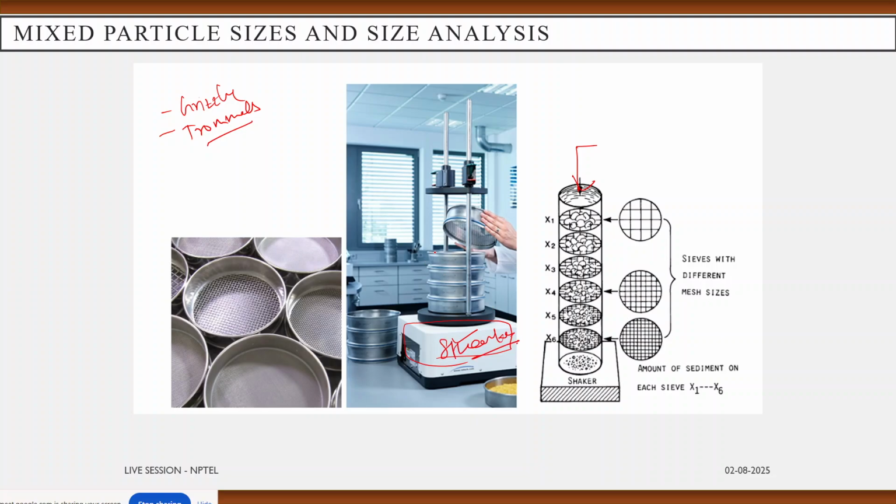So this will shake in this direction, or it can give any kind of movement, so it will be shaken through the screen and the particles will move onto the screen. Suppose this first top mesh will be the bigger mesh, you can notice it visually, and the last one will be the smaller mesh.